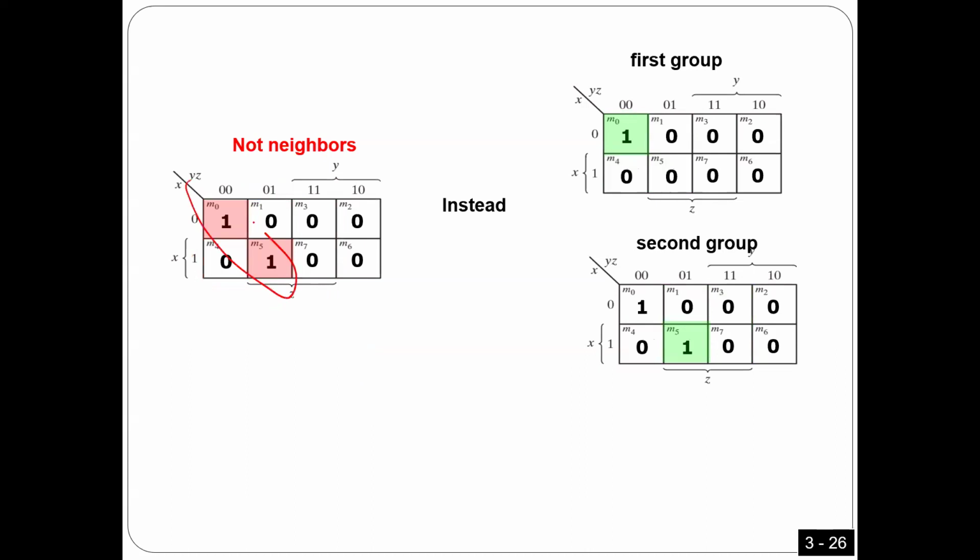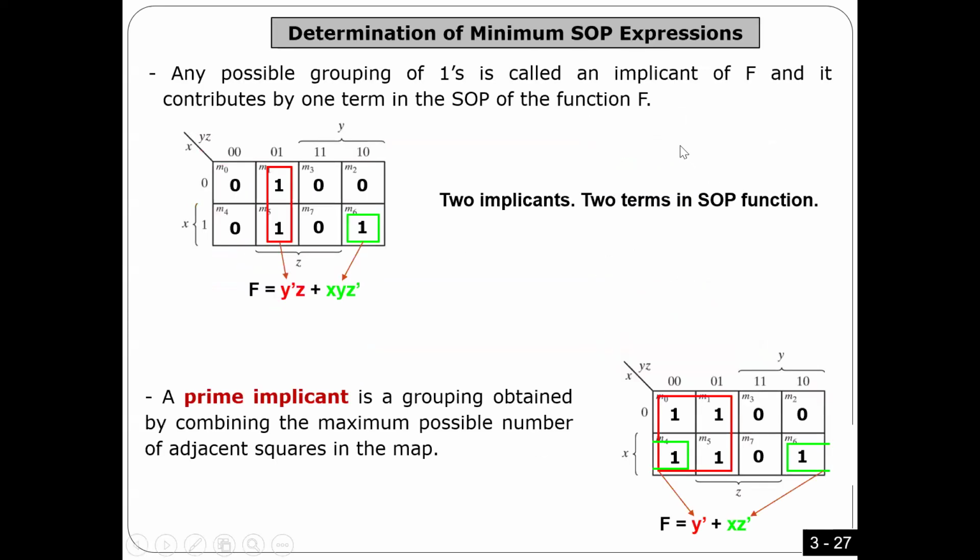Yeah, for sure, I can't take these two as a group because they are not neighbors. So in this specific case, I don't have any option. So I have to take them one and one. I can't make better than that.